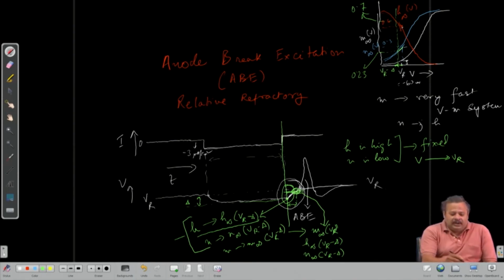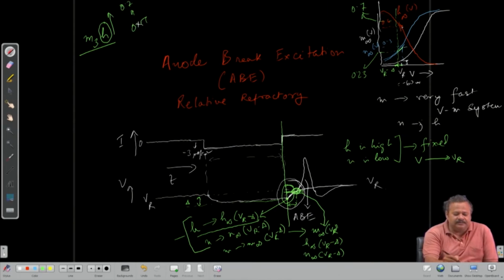So, sodium conductance is proportional to m cube H, of which this H has increased. So, 0.59 to 0.7. So, that means that more sodium channels are open at this point, which means that there will be sodium influx trying to make the membrane potential go towards E sodium, as we know.